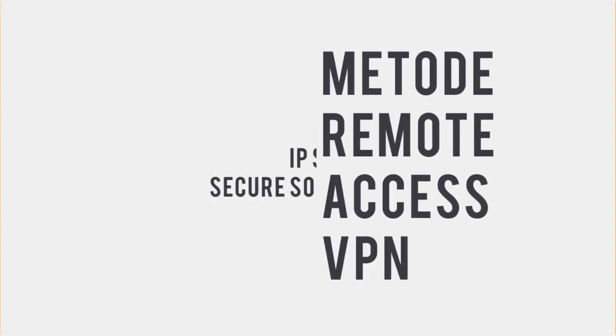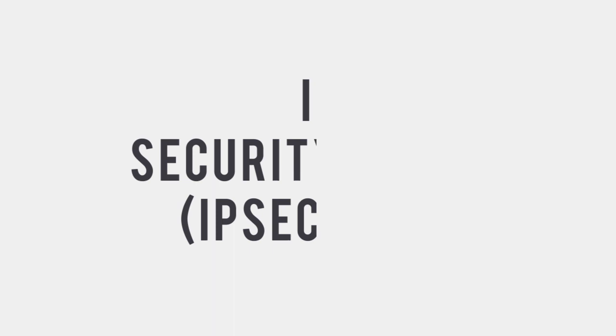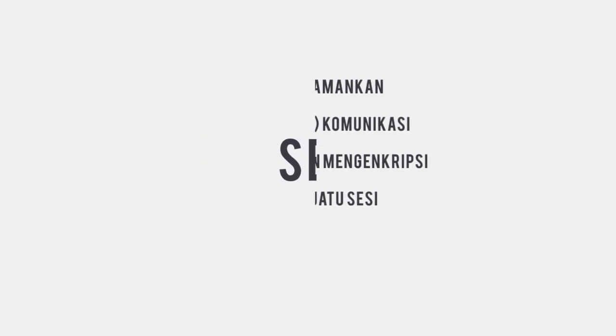Methods of Remote Access VPN. 1. IP security. A protocol for securing Internet Protocol (IP) communications with authentication and encryption of any IP packets from a session communication.